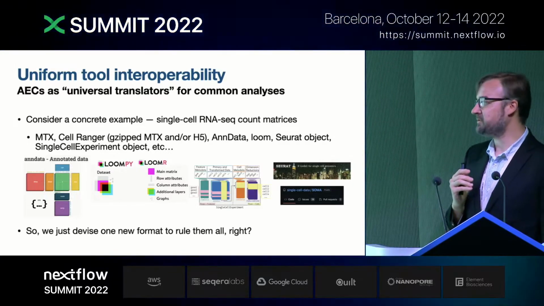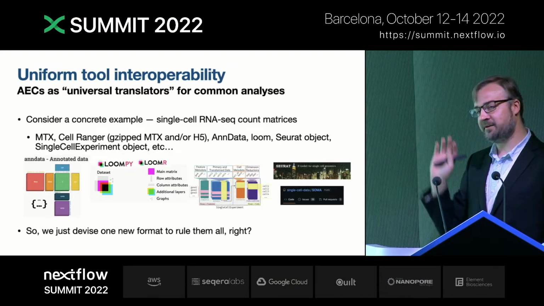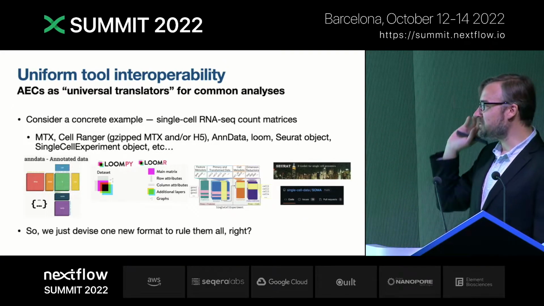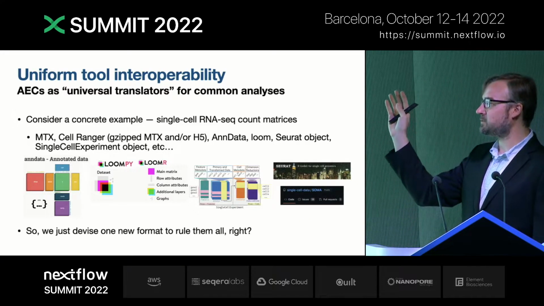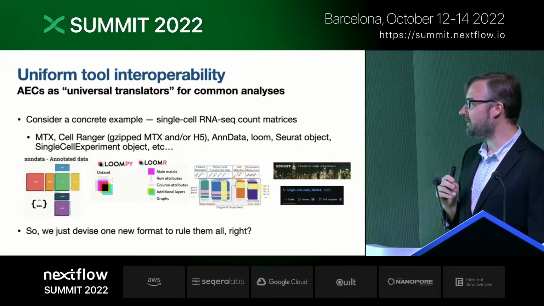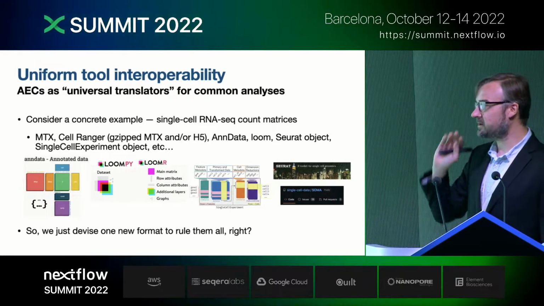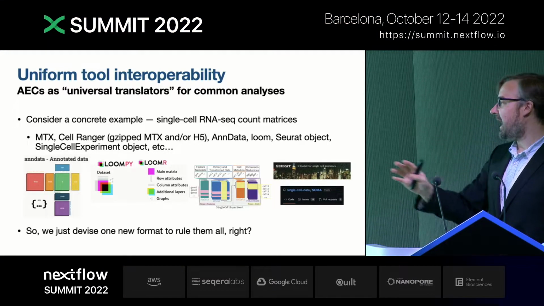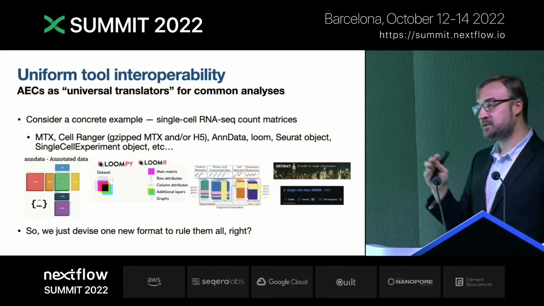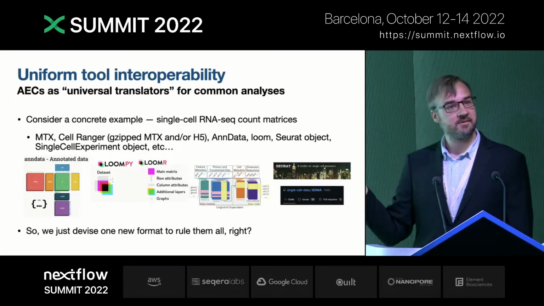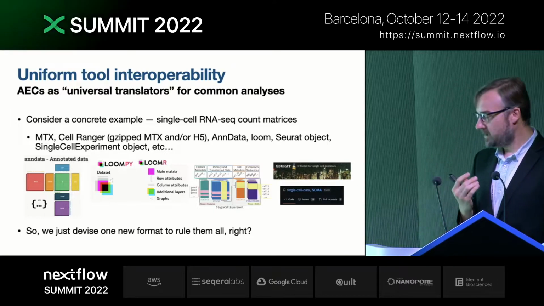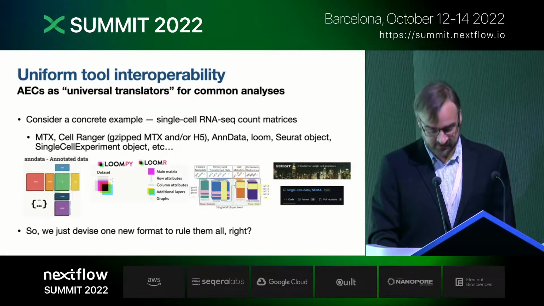Single-cell RNA-seq count matrices. I've listed here several of the data formats that exist for single-cell RNA-seq count data: MTX, Cell Ranger format, which could be MTX or H5, zipped, or whatever, AnnData, Loom, a Seurat object, a SingleCellExperiment. You get the idea. They're all packages that support tremendous kinds of analyses with these data, but they're not transparently interoperable. So the right solution, of course, is that we should just devise a new format.